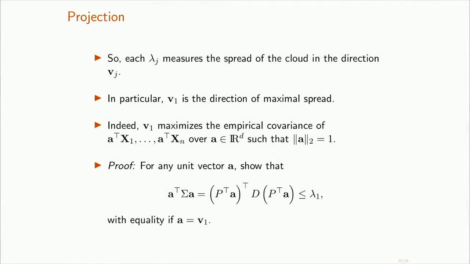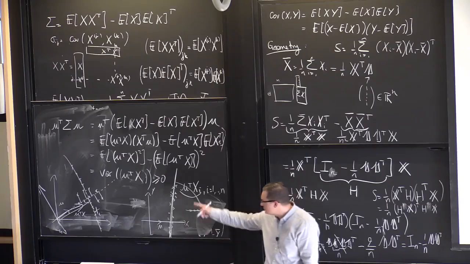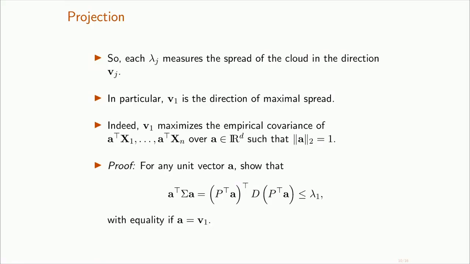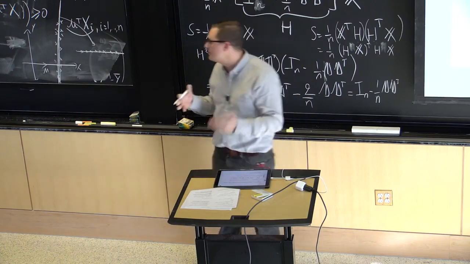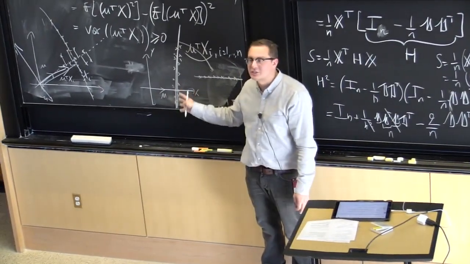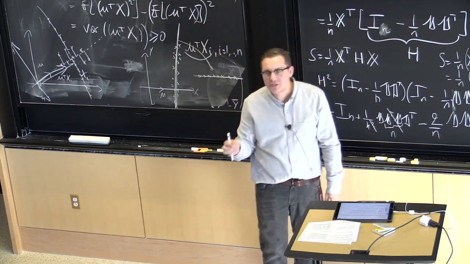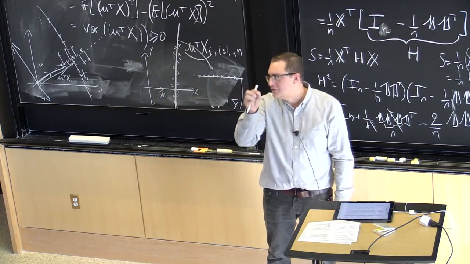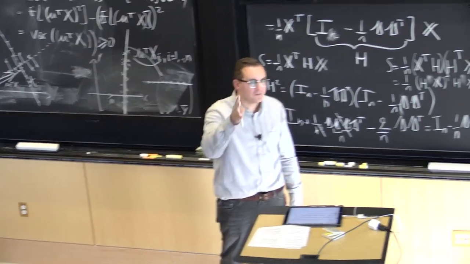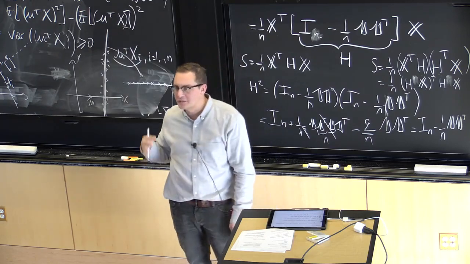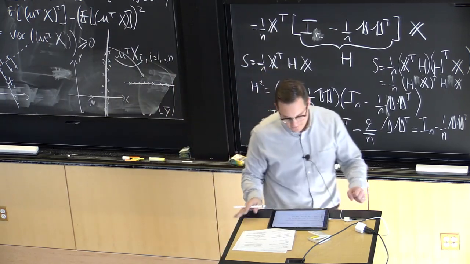Okay, so now if my lambda j's are just the variances in these new coordinates, then that means that lambda j measures the spread of the cloud in the direction vj. Okay? And remember, our idea behind PCA is to keep only the directions that have the most variance. Luckily, I've ordered my lambda j's from largest to smallest. So the vj's are ordered in such a way that I get the most variance when I project onto v1, second most variance when I project onto v2, third most variance when I project onto v3, etc.